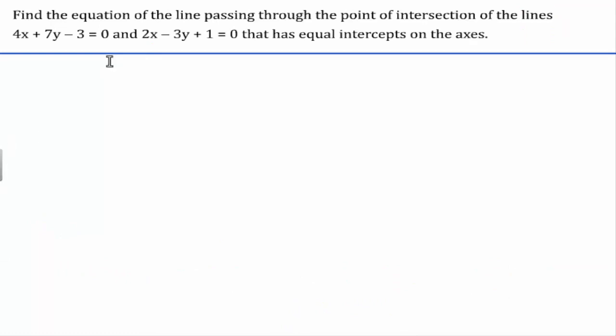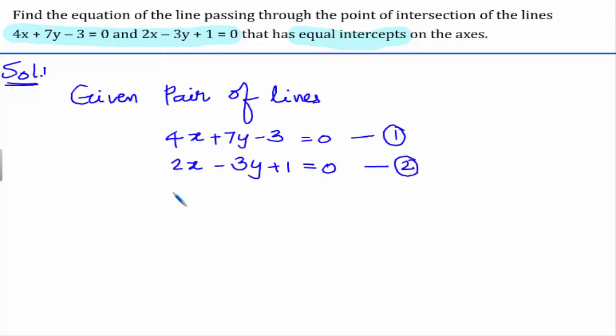In this question, we need to find out the equation of a line which is passing through the point of intersection of the given two lines, and also the line has equal intercepts on the coordinate axes. Let us see the solution for this. The given pair of lines is 4x plus 7y minus 3 is equal to 0. Let us call this the first equation, and 2x minus 3y plus 1 is equal to 0 is the second equation.